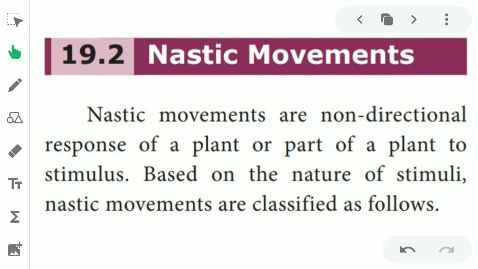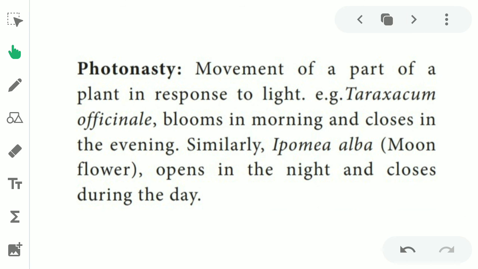Let's see the next movement, nastic movement. Nastic movements are non-directional responses of a plant or plant part to stimuli. Based on the nature of the stimulus, nastic movements are classified into three: photonasty, thigmonasty and thermonasty. First one, photonasty. Photo means light.